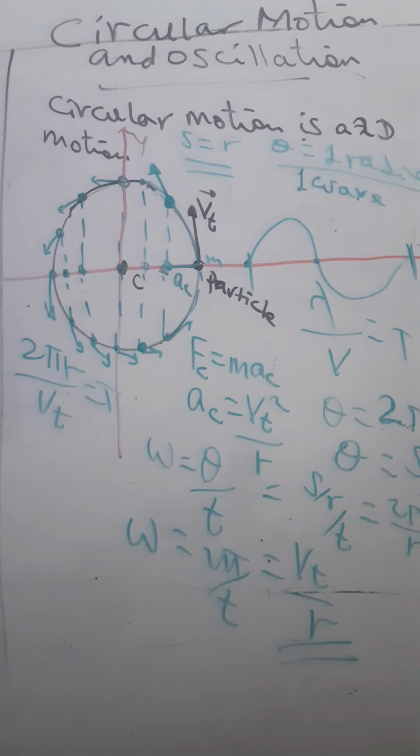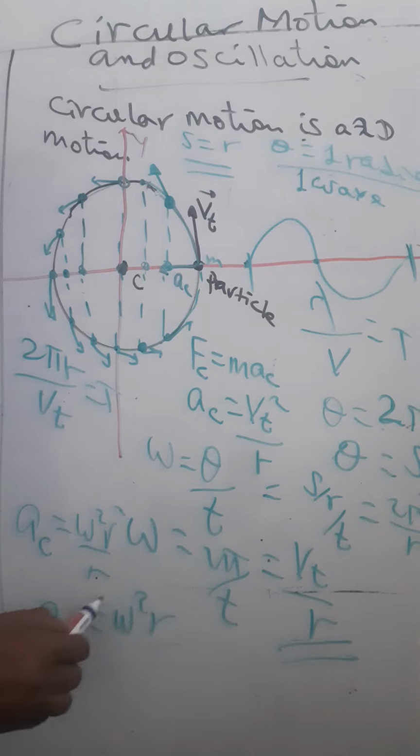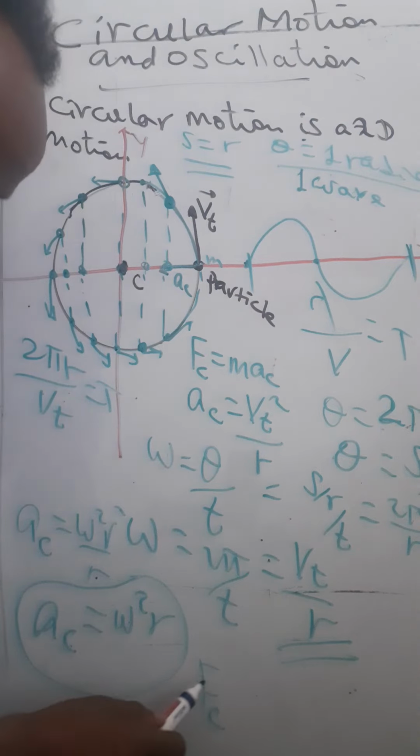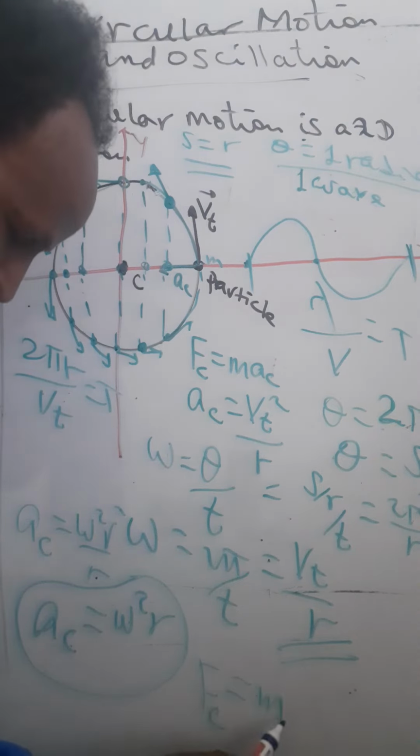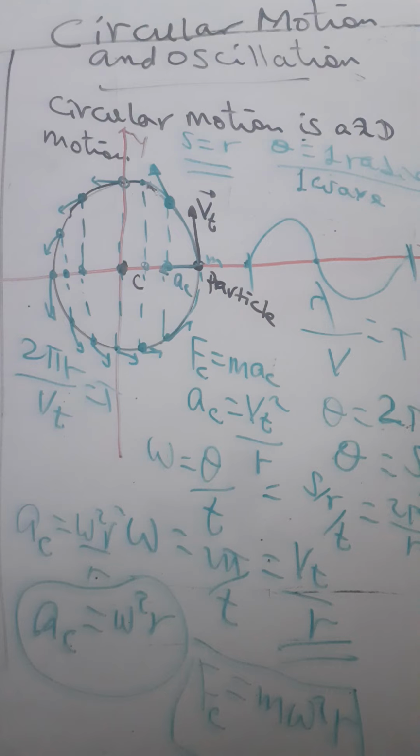So what we can say again is that the centripetal acceleration can be, because you can associate this, Vt can be omega r. It is going to be omega squared r squared over r. So AC can be omega squared r, and centripetal force can be m omega squared r. And we can continue with that one actually.